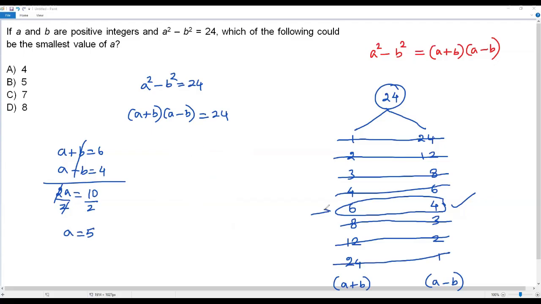So only from this pair 6, 4, that is when A plus B is 6 and A minus B is 4, I am getting the smallest value of A, that is 5. We find the smallest value of A, that is 5, in option B. The correct answer choice for this question is option B.